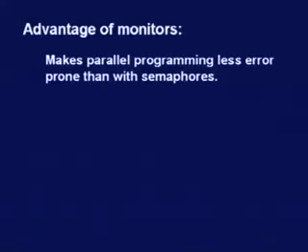He or she does not have to bother about lining up the semaphores properly. All that is done by the monitor automatically. The monitor procedures enter and remove ensure that the mutual exclusion problem is solved, the deadlock problem is solved, and the producer is synchronized with the consumer. So what we are saying is that the basic advantage of the monitor is that it makes parallel programming less error prone than it is with semaphores.